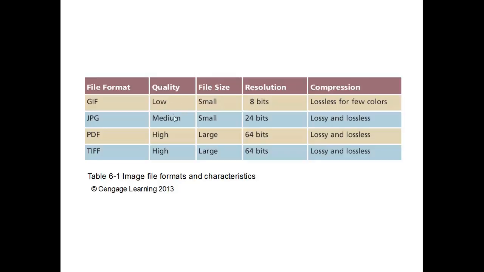The step up from that would be a JPEG. You have a medium quality of the image. The file size is still relatively small, but you get much more resolution compared to a GIF. You get 24 bits. A step up from that, PDF, high quality, but the file size will be much larger. That's due to the resolution being better than the previous 2 types. You get 64 bits resolution. And same thing goes for a TIFF file. High quality of image, but a very large file size due to the increased resolution.